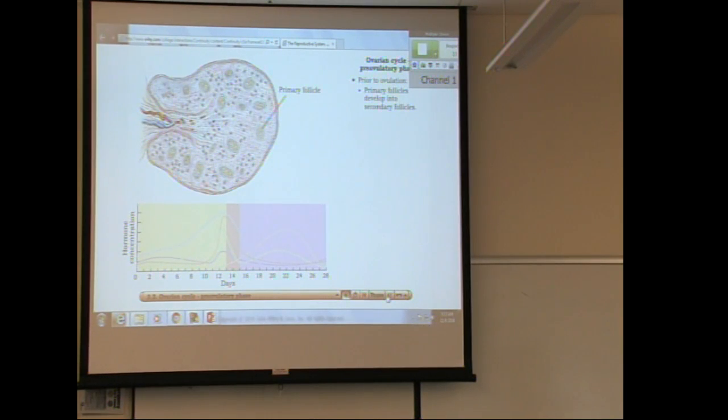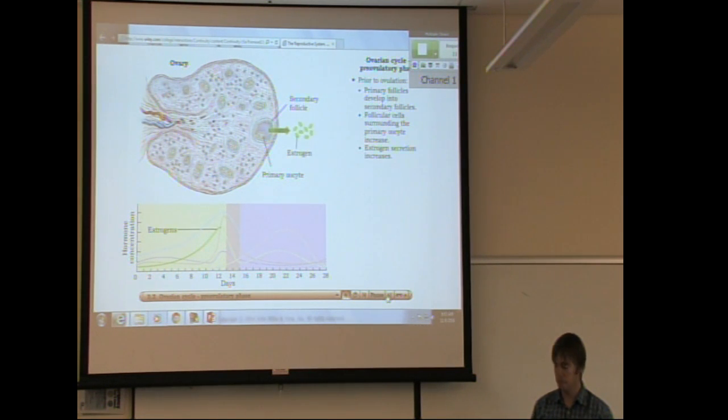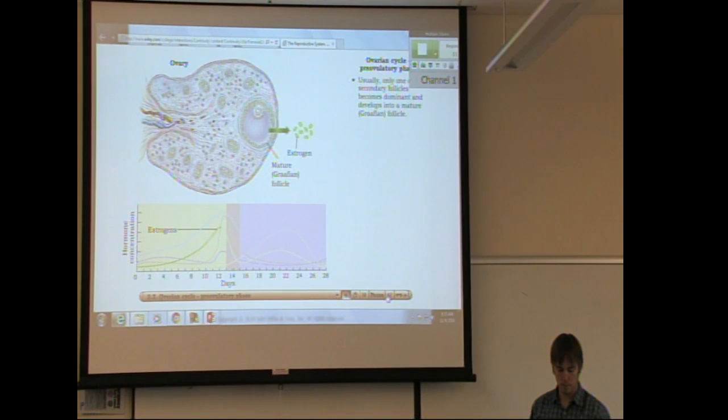Prior to ovulation, primary follicles develop into secondary follicles. The number of follicular cells surrounding the primary oocyte increases. Estrogen secretions increase as well. During the pre-ovulatory phase, one of the secondary follicles develops into a single dominant, mature, or Graafian follicle. The mature follicle continues to secrete estrogen, and estrogen blood levels peak.